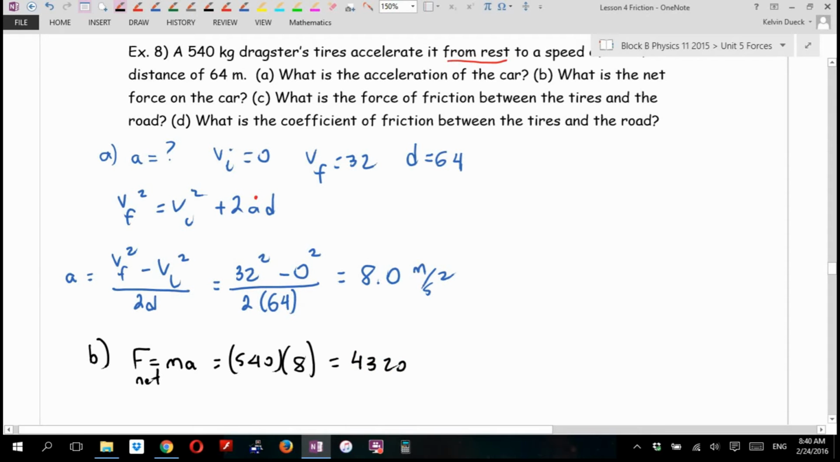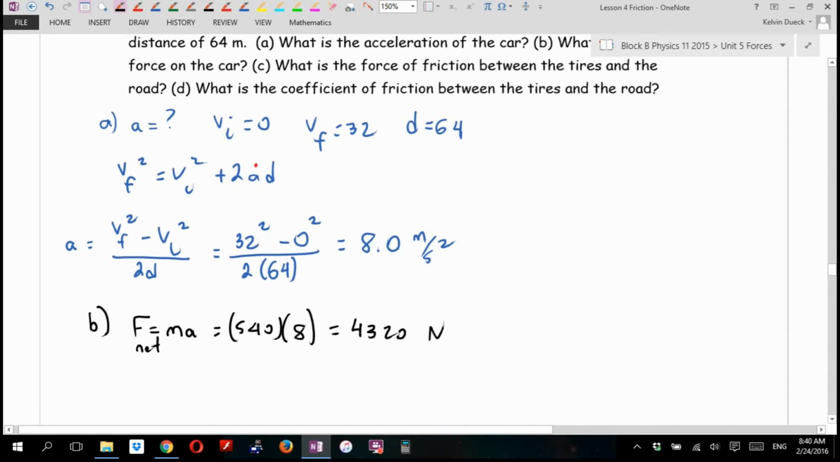It is possible to do math first thing in the morning. Luke, 4,320 what? Yeah. Okay.